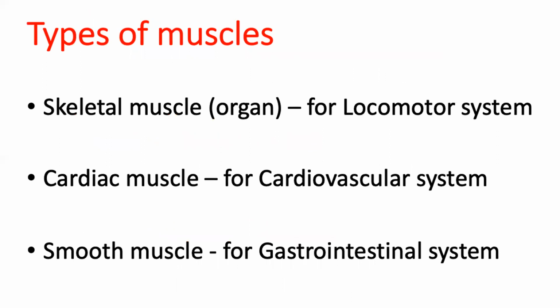There are 3 types of muscle: skeletal, cardiac, and smooth muscle. Skeletal muscle we will use for locomotor system. Cardiac muscle we use for cardiovascular system, and smooth muscle we use for involuntary movement organs like the gastrointestinal tract.